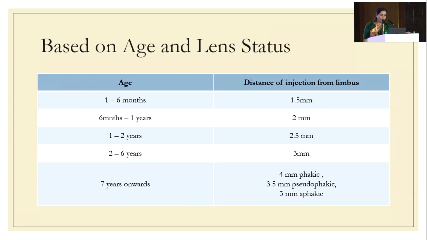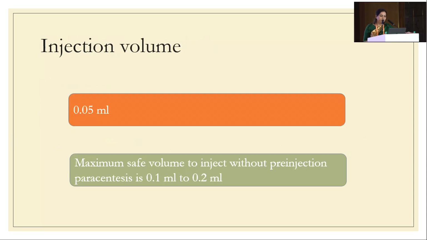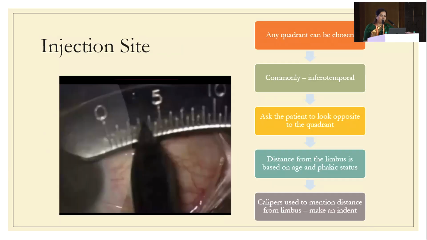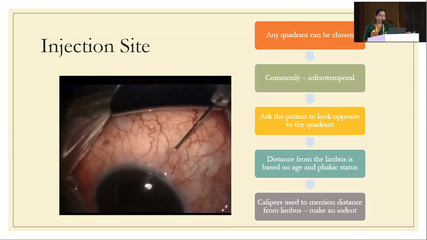According to the age, the distance of the injection from the limbus is very important. Less than 6 months, it is 1 to 1.5 mm, then less than 1 year 2 mm, then 2 years 2.5 mm, and that is in the normal age group according to the status of the lens. With the help of a 26 gauge needle, you can inject 0.05 ml. This is a small video showing how to give the injection, most commonly in the inferior temporal quadrant.